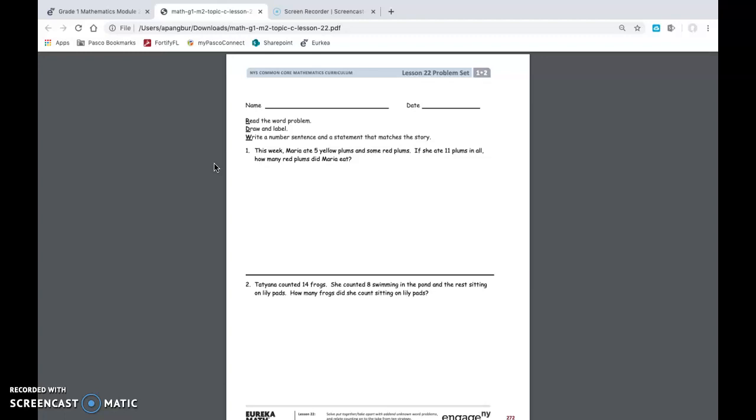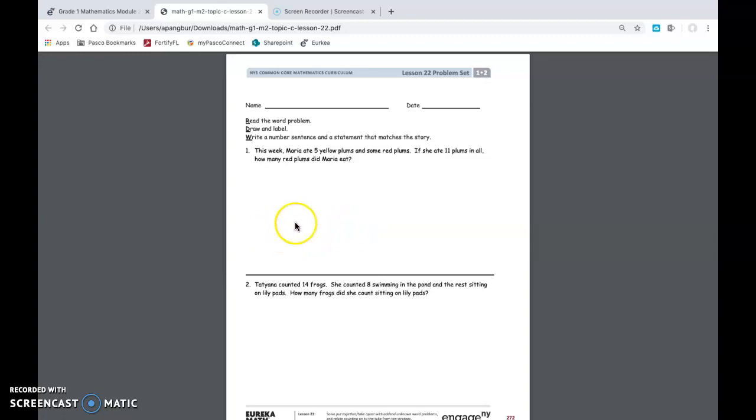So number 1, it says, this week, Maria ate 5 yellow plums and some red plums. If she ate 11 plums in all, how many red plums did Maria eat? So I know she ate 5 yellow, so you're going to draw your 5 yellow and label it.